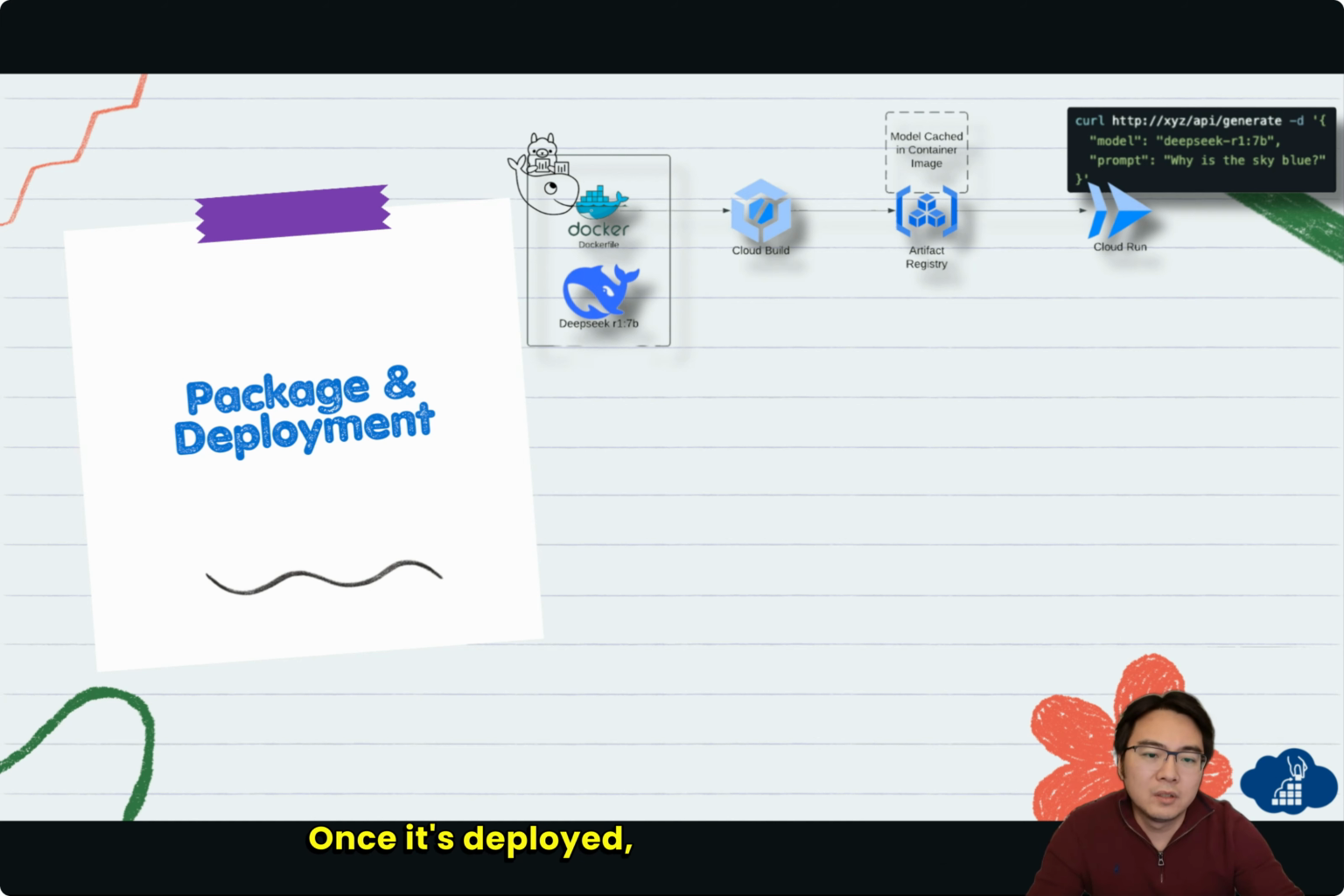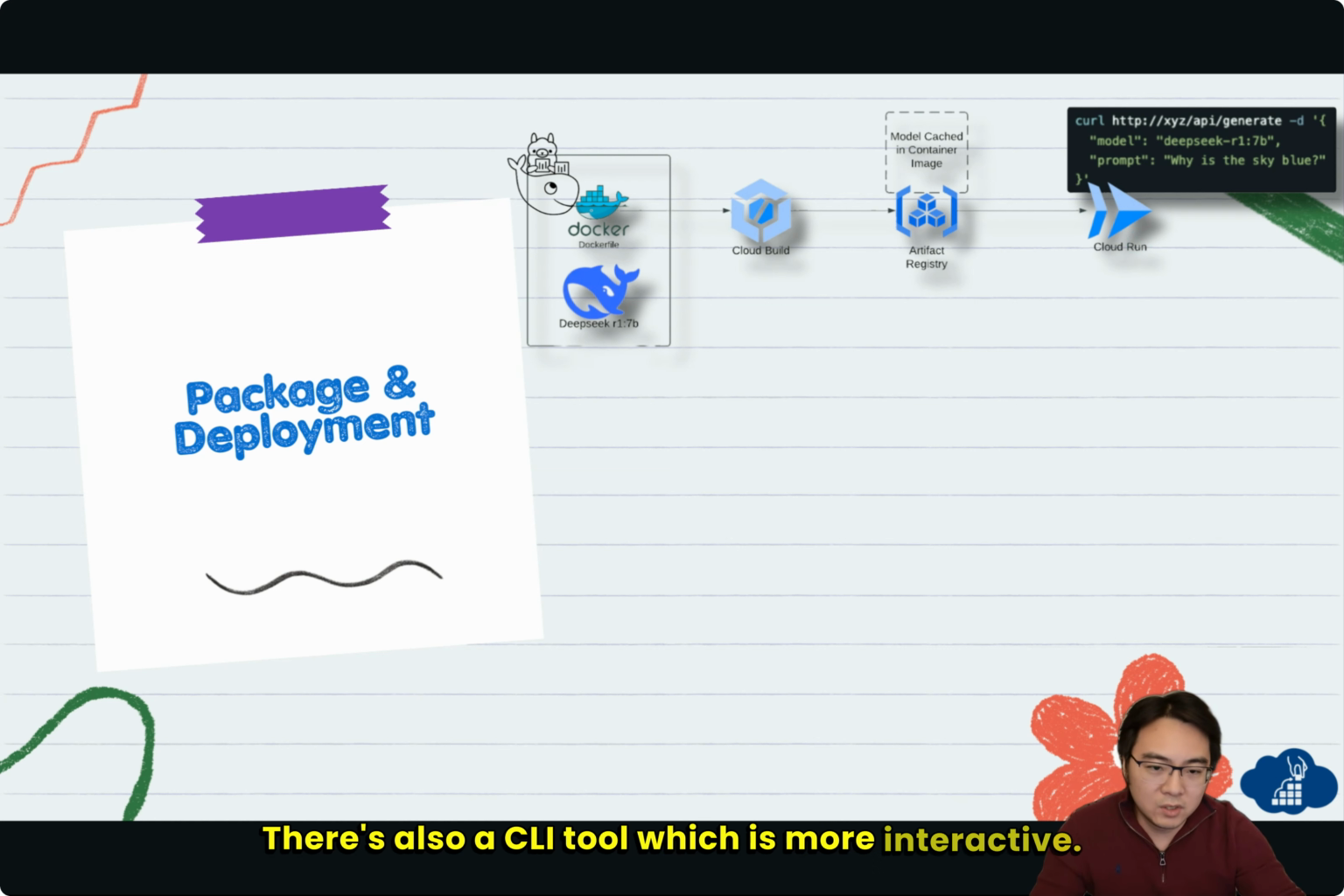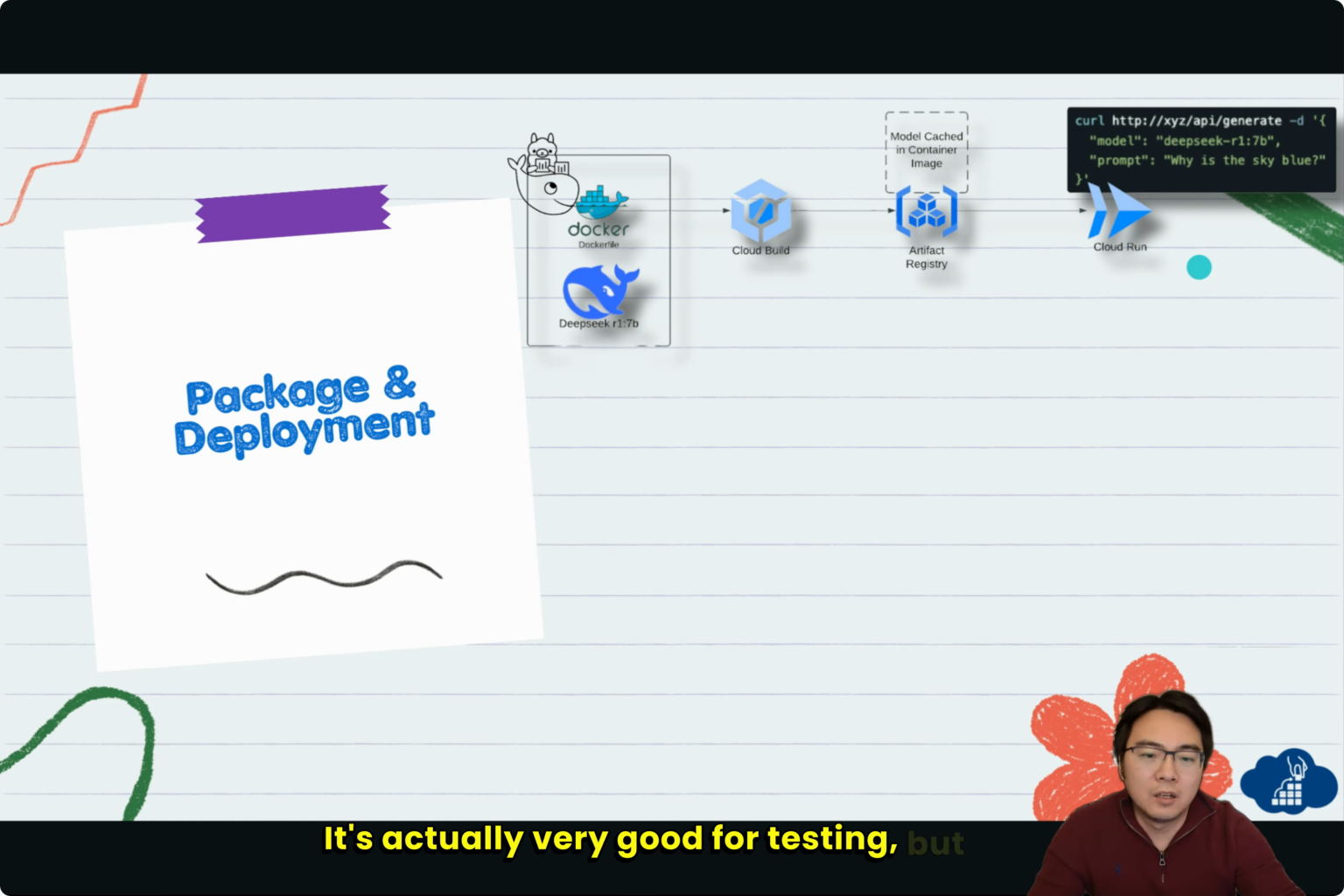So once it's deployed, you run something like this. You can use the API. There's also a CLI tool, which is more interactive. It's actually very good for testing. But for production use cases where Cloud Run can serve traffic, then you can use this HTTPS endpoint, right? So the thing here is you can basically use the API generate to reference the name of the model, and then you can give it a prompt, and that will return the results to you, just like ChatGPT, right?